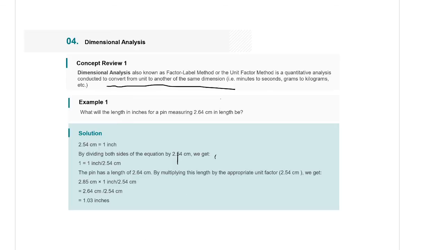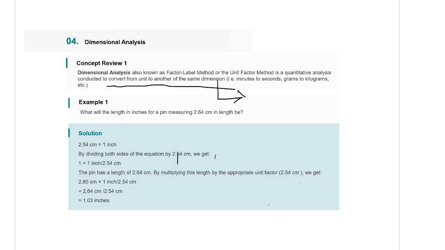What does the same dimension mean over here? Same dimension means the same thing. For example, length. We can use centimeters, meters, inches. They are all talking about length, but they are just different units. So the dimension is length, and the units are inches, centimeters.